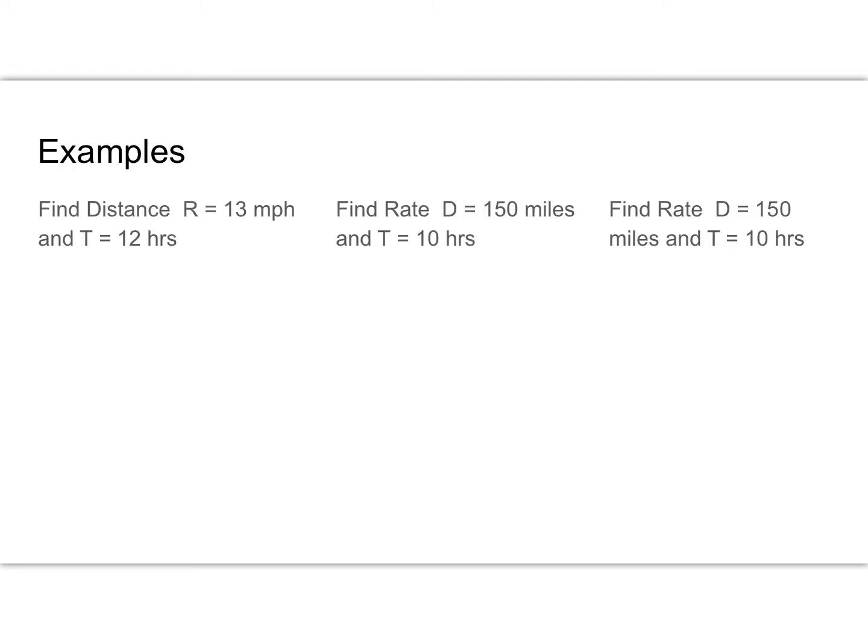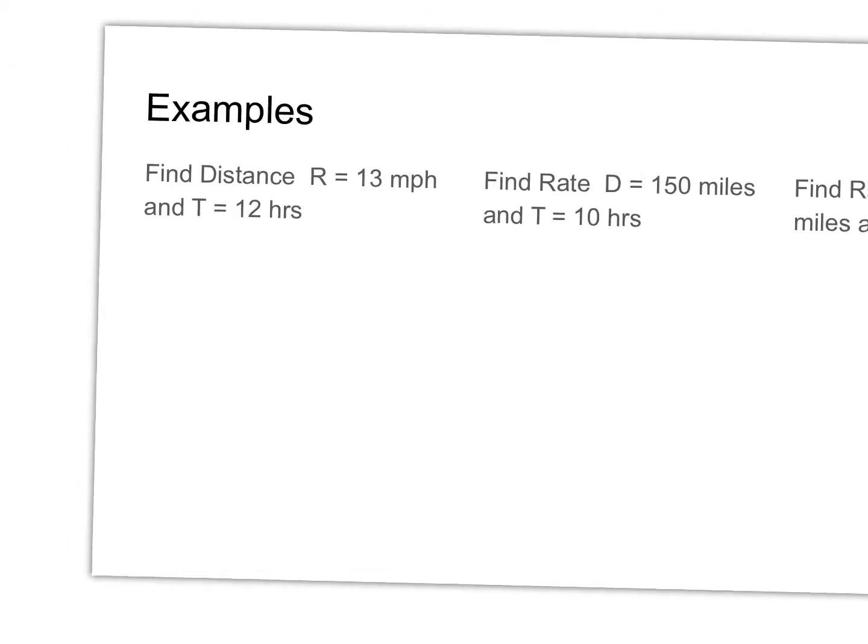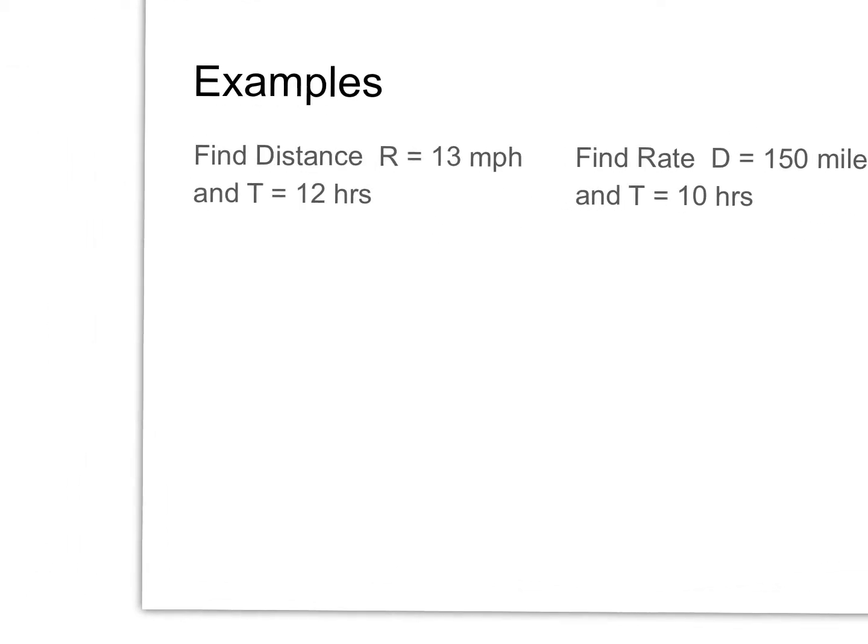Alright, so let's go over a few examples. Okay, so I'm going to scooch this over here so we can work. Alright, so here we go. Now, it says find the distance when the rate is 13 miles an hour and the time is 12 hours. So we start with our formula, D equals RT. Now we're told we don't know what the distance is, so D is equal to. My rate is going to be 13 miles an hour, so 13. And the time is going to be 12 hours.